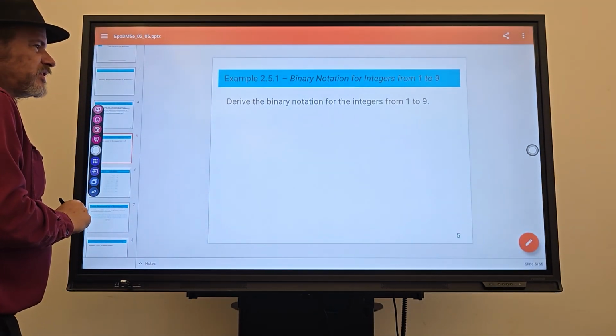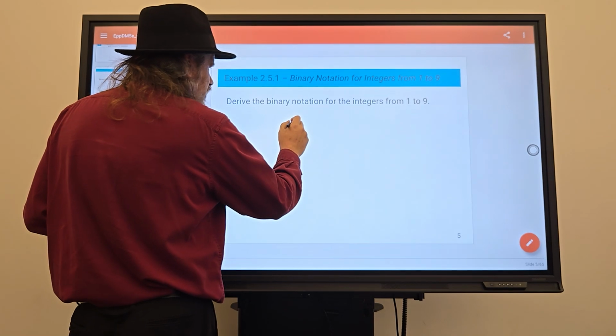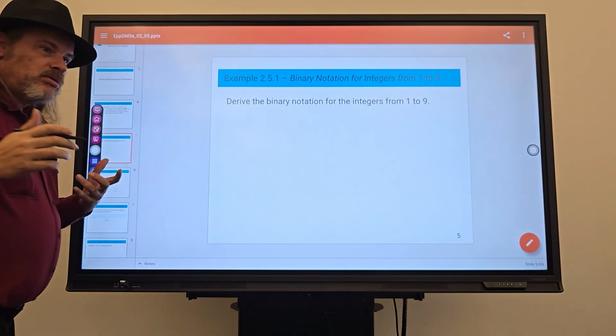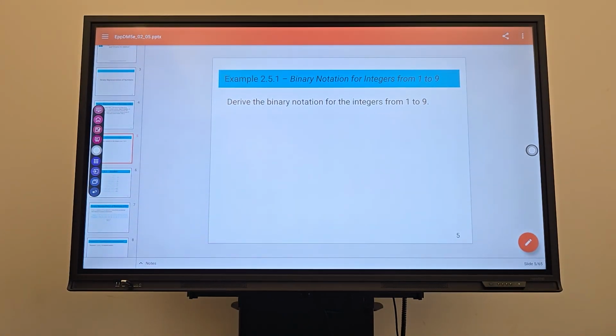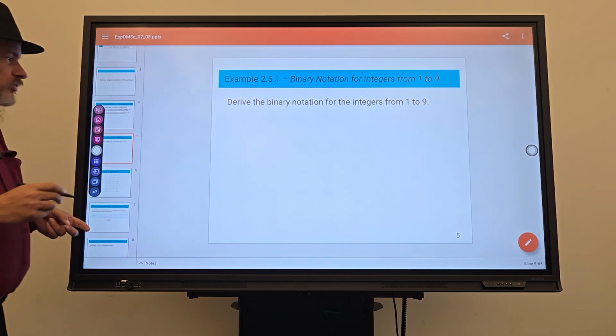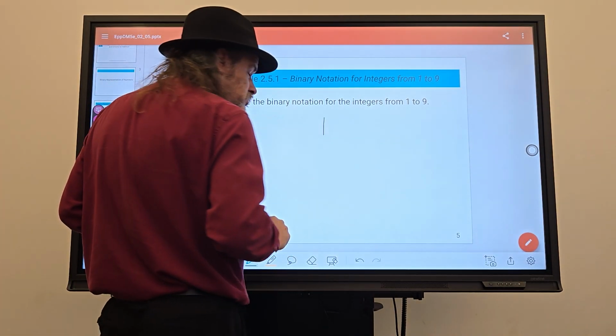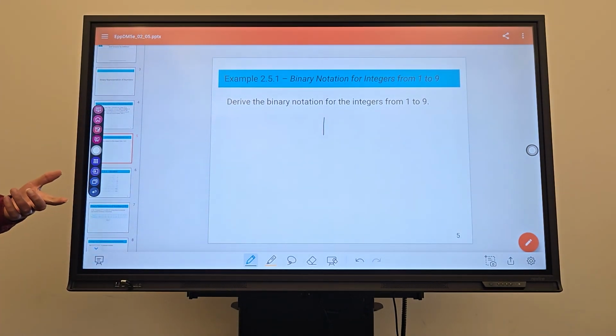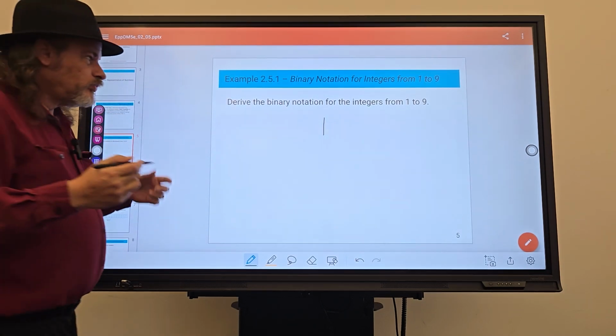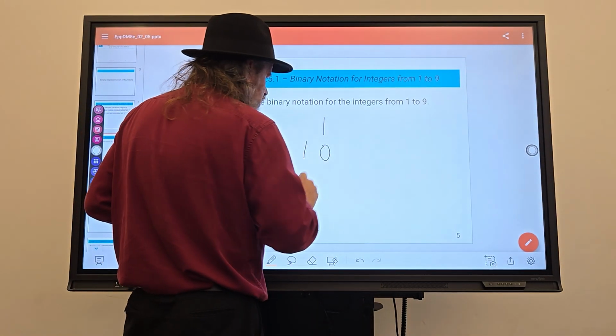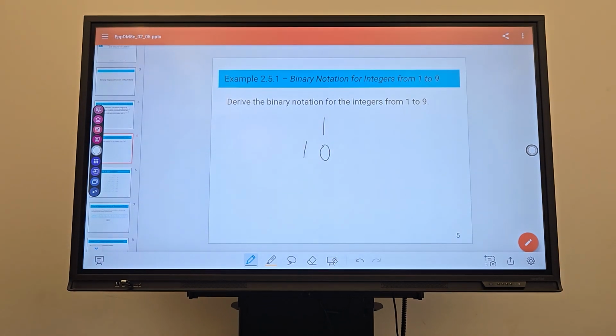The binary notation of integers from 1 to 9. You can only represent two different numbers with binary. So you have 1. You add 1 to 1, you get 2, but there's no 2 in binary, so you have to carry the 1. So you get 1, 0. 1 plus 1 equals 10. Argue that with your 5th grade math teacher.